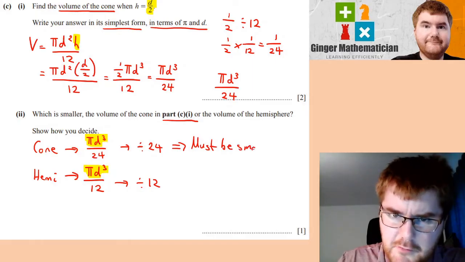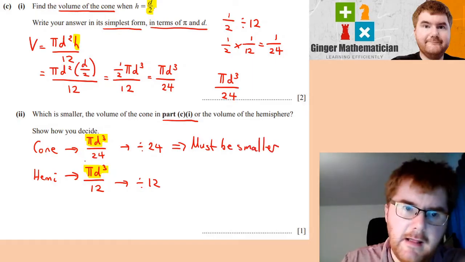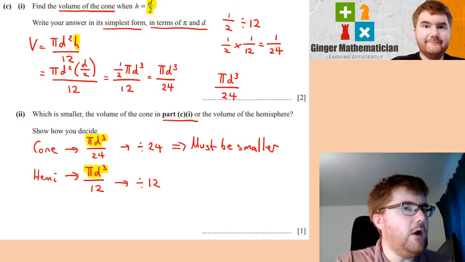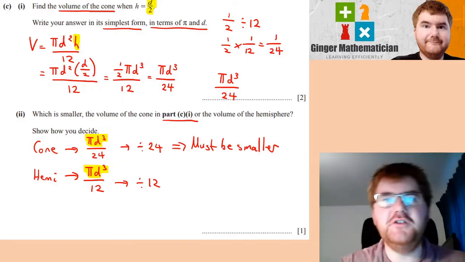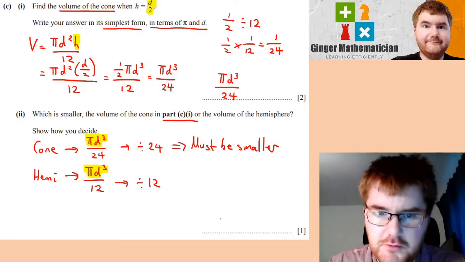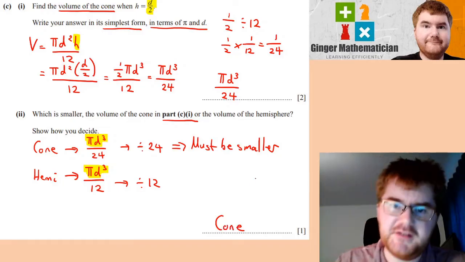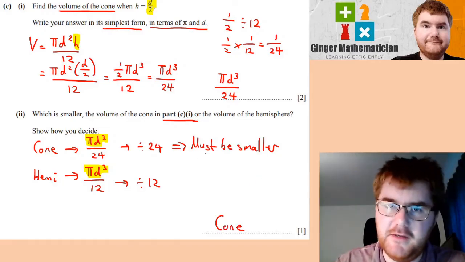So notice the very smooth way I've justified that by going, well, they're basically the same thing. One you divide by 24, one you divide by 12. So it's the cone that must be smaller because we're dividing by 24.